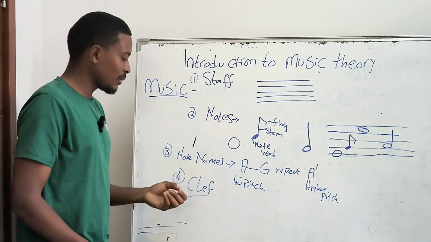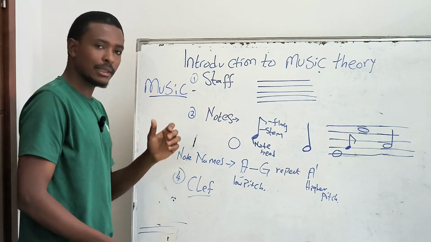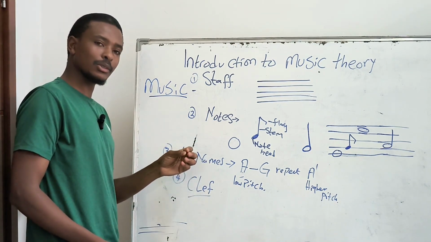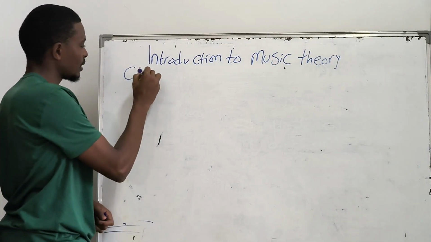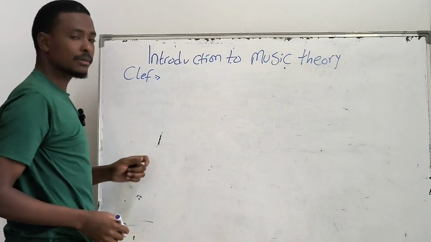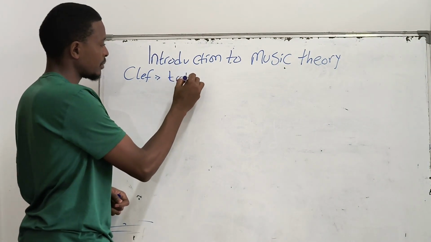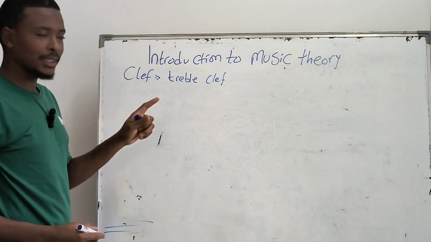Firstly, we are going to look at two clefs, that is the treble clef, also known as G clef, and bass clef, which is also known as F clef. Let us look at the two different types of clefs. The first one being the treble clef. So this is the sign.